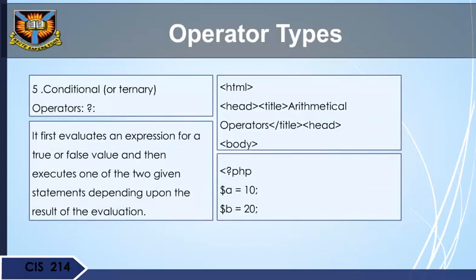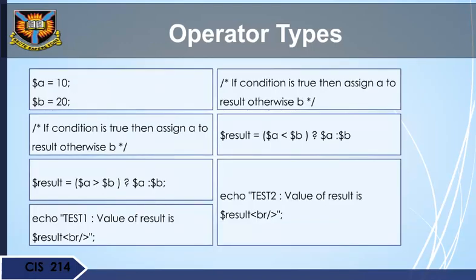5. Conditional or ternary operators. It first evaluates an expression for a true or false value and then executes one of the two given statements depending upon the result of the evaluation. If condition is true, then assign A to result, otherwise B.